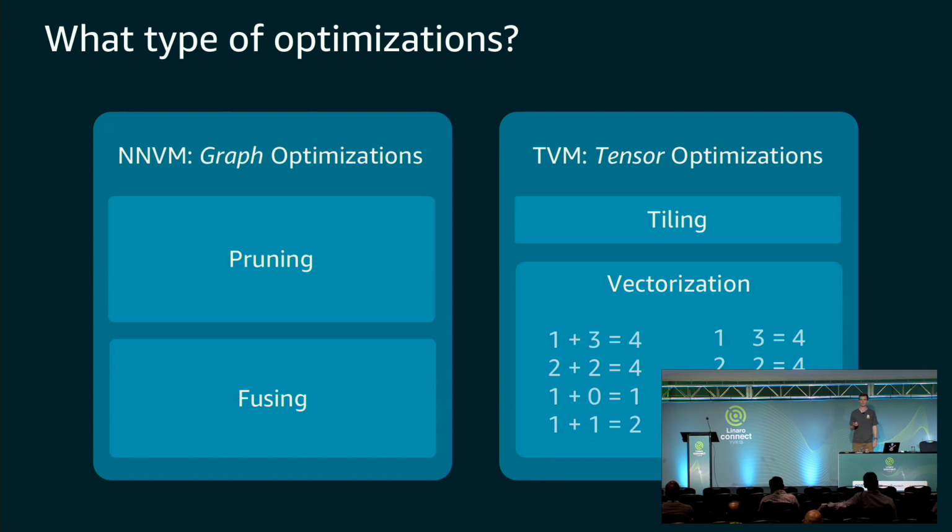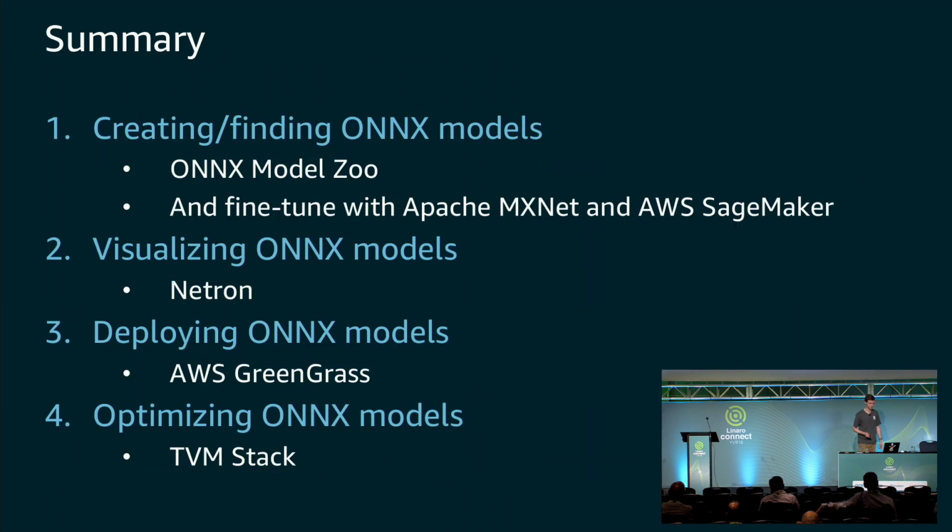And then with TVM, there's a great feature called Auto TVM, which is going to actually work out the best levels or amounts of tiling and vectorization and parallelization to do for a given hardware. So it's essentially hyperparameter search, if you come at it from a modeling perspective on the architecture.